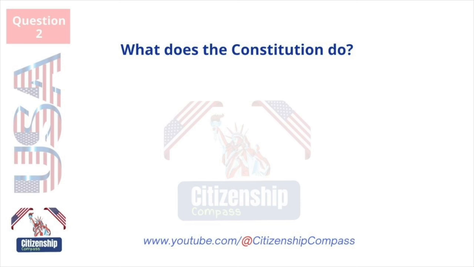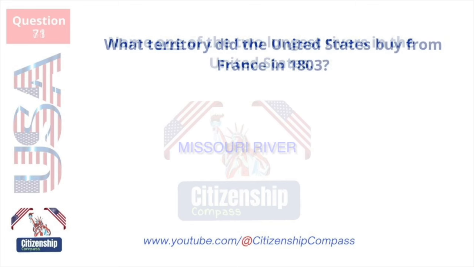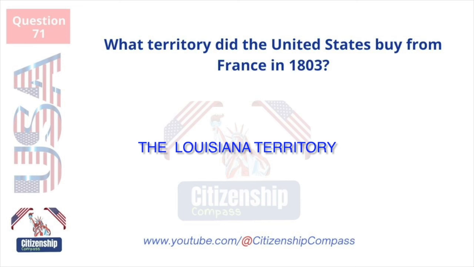What does the Constitution do? Sets up the government. Name one of the two longest rivers in the United States. Missouri River. What territory did the United States buy from France in 1803? The Louisiana Territory.